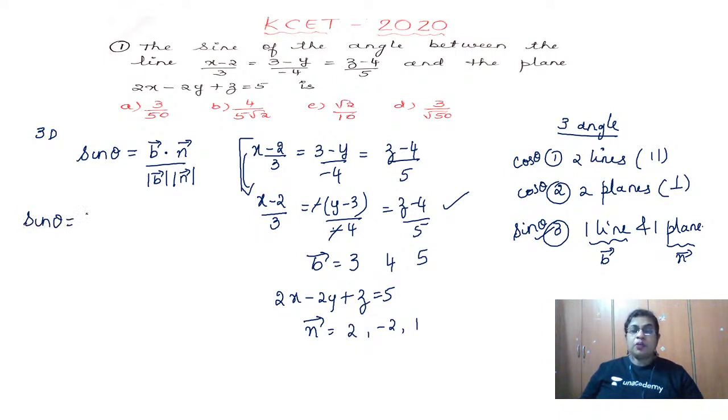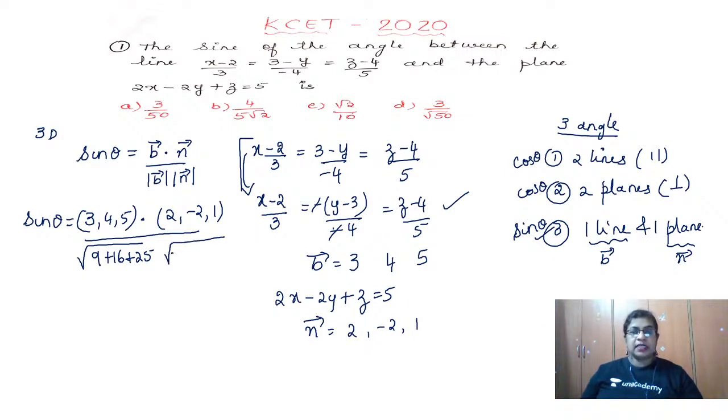The dot product is a scalar. So it is (3, 4, 5) dot with (2, minus 2, 1) whole divided by, now take the magnitude. How to take the magnitude? It is the square root of the first vector: 9 plus 16 plus 25, into the square root of the n vector, that is 4 plus 4 plus 1. Okay, so now find the dot product.